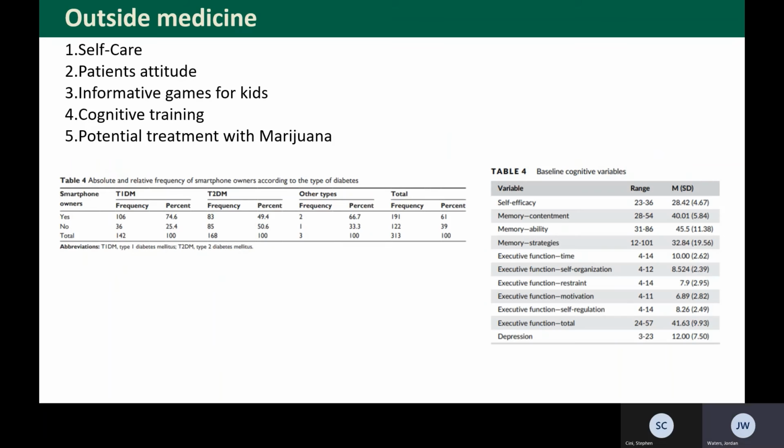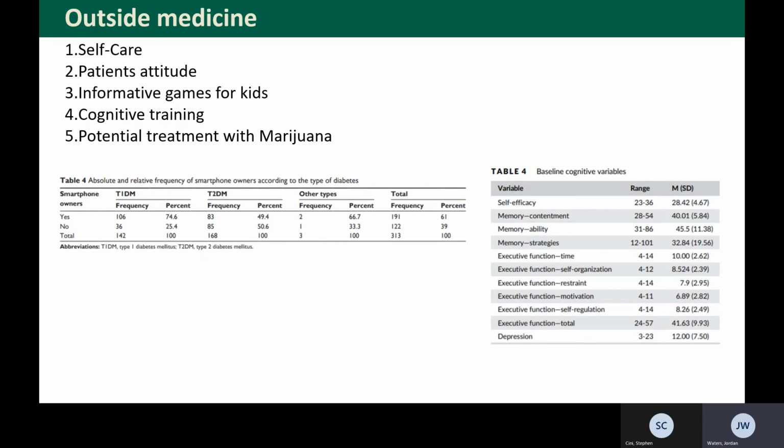And outside of medicine, there's a lot of focus on things like self-care and the patient's attitudes, because how they perceive the medicine, just like the stress-related medicines earlier, is going to affect how they take it and the effectiveness of the drug. Another thing along those lines is informative games for kids that they've been making, to make it fun for the kid and also introduce them to how they should be taking their medicine at the same time.